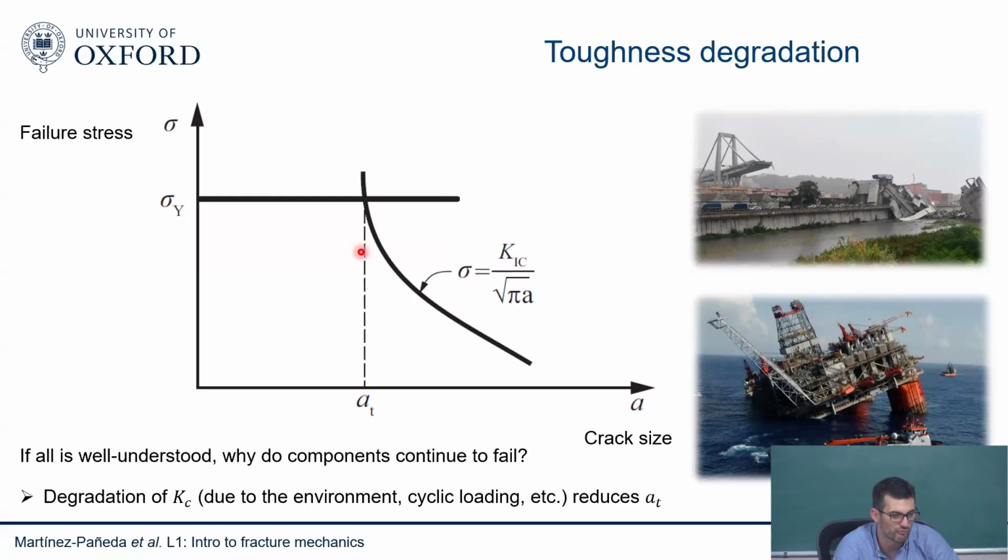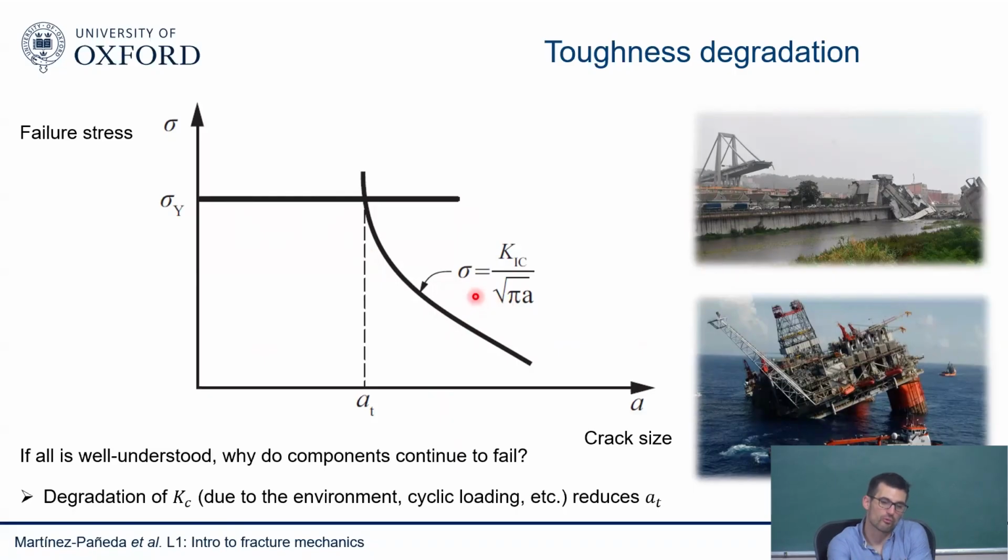We have this transition flaw size. We said, if I look at my crack, if my crack is bigger than this, I just need to make sure that my load is below the fracture critical load. If my crack is a little smaller than this, then for plastic collapse to occur, I just need to make sure that my stresses are below the yield stress. Why do things continue to fail?